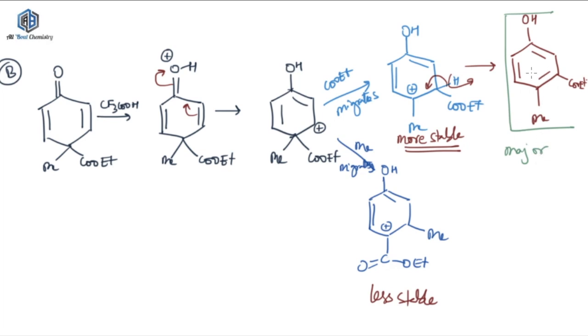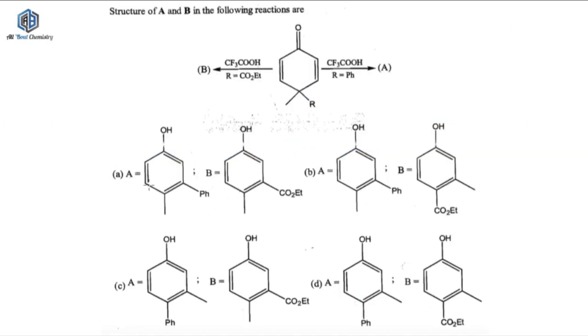So that means what will be the answer for that? If you look upon the options over here, in option A, both of the products of reaction A and reaction B are correctly shown. In reaction A, we were having a phenyl group at the meta position, and in reaction B, we were having an ethoxy carbonyl group at the meta position. So this is going to be your correct option over here. Okay, so this is how this reaction, Dienone-Phenol Rearrangement, was asked, and this is how it has to be answered. Whole mechanism and everything I have explained to you in this video.